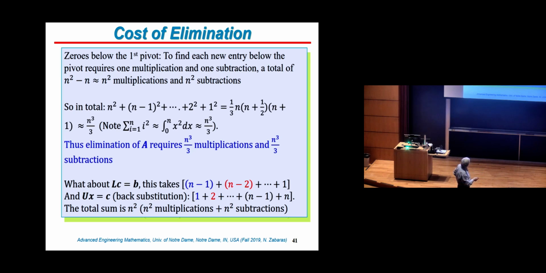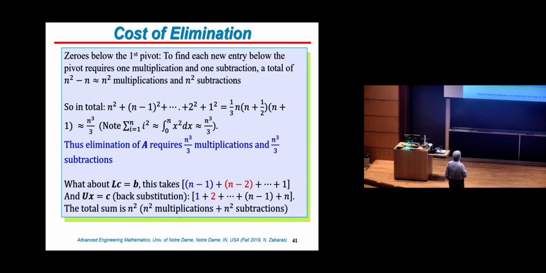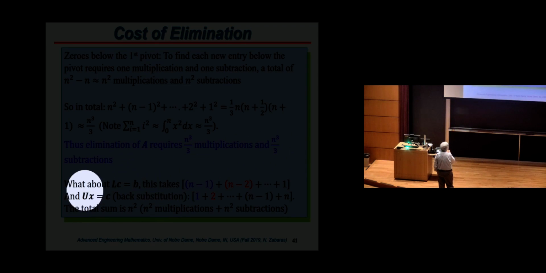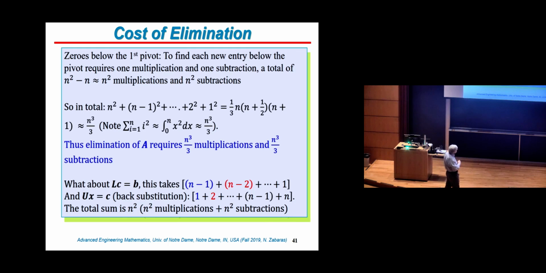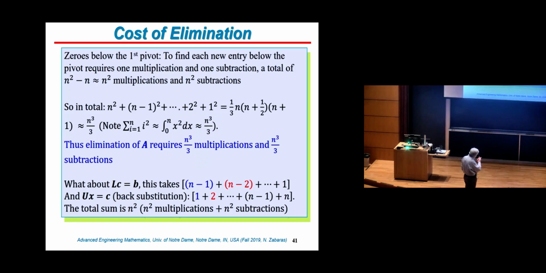So if you do the calculations basically for the elimination, it comes up that you need n cubed over 3 multiplications and n cubed over 3 subtractions. So if n is 1,000,000, this is a very expensive proposition. And as I mentioned, for the upper and lower triangular systems with forward and backward substitution, the number of multiplications and subtractions that you need is n squared. So really the cost is the elimination that is n cubed over 3. Okay, the elimination is n cubed over 3.